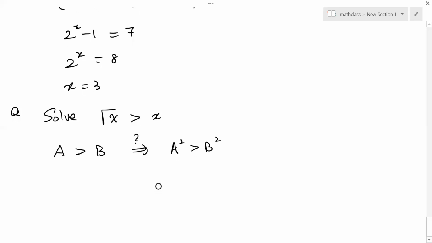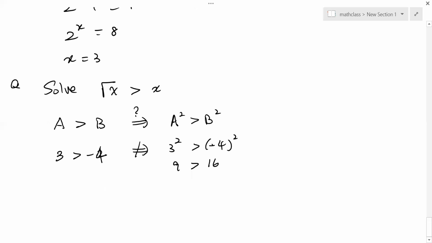I'll give you an example. 3 greater than -4, right? But then this is not going to imply 3 squared is greater than -4 squared. Actually, it's the opposite way, because this side is 9 and that side is 16. So 9 is not going to be greater than 16. Right? So you have to be very careful when you square it.